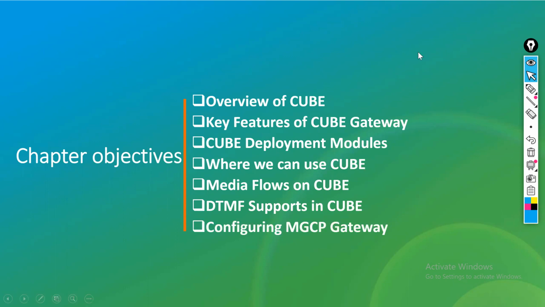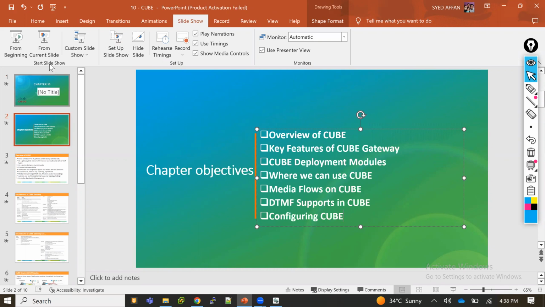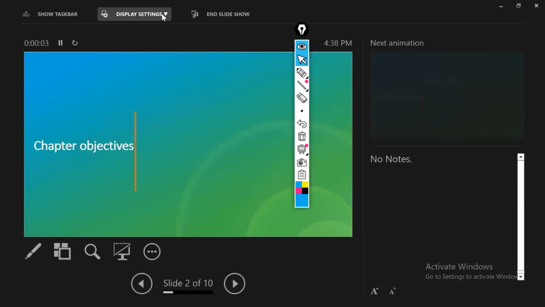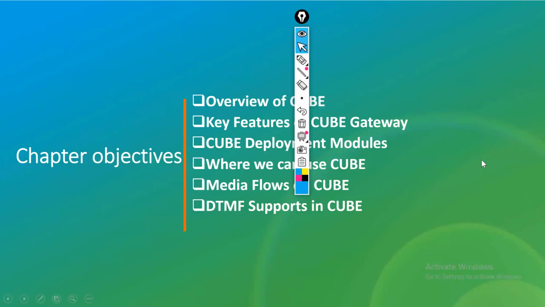Then configuring, this is the wrong one. MGCP gateway. It's not an MGCP gateway. So let me change. This is CUBE. Configuring the CUBE. Finally, the configuration, we have to do it from scratch.